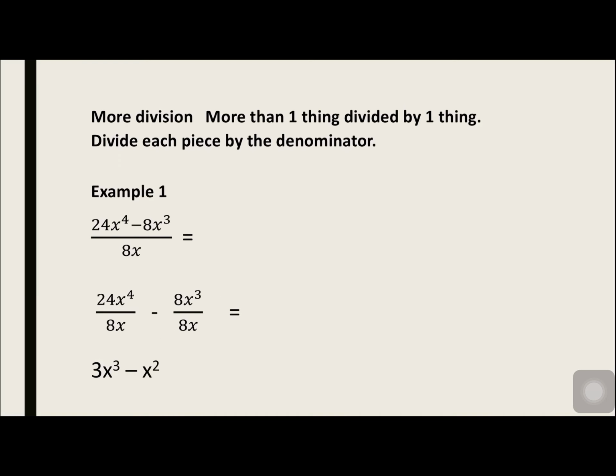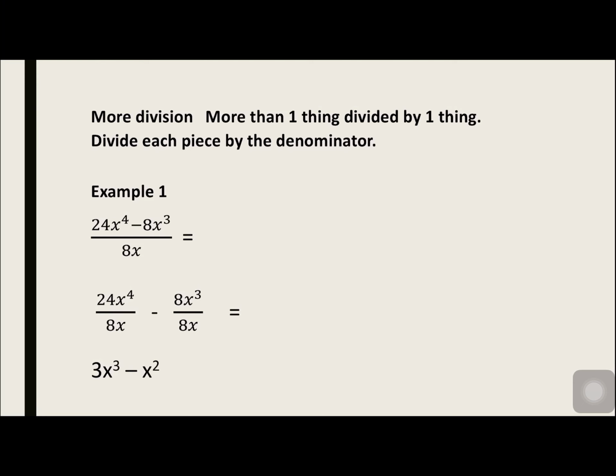More division. More than one thing divided by one thing. Divide each piece by the denominator. Example, 24x to the 4th minus 8x cubed all over 8x. We're going to do 24x to the 4th divided by 8x and minus 8x cubed divided by 8x.